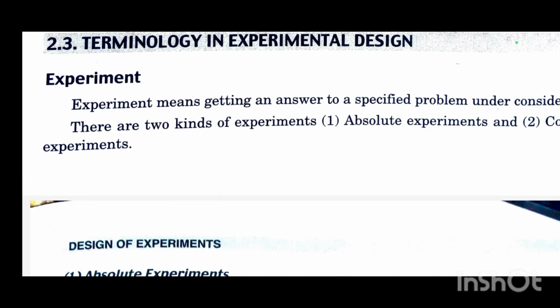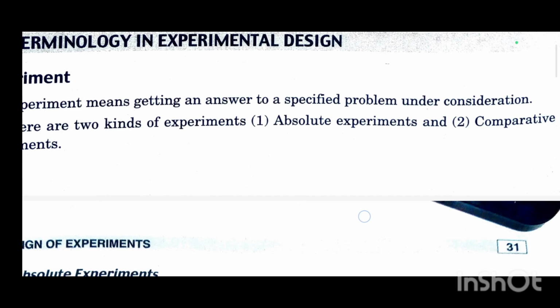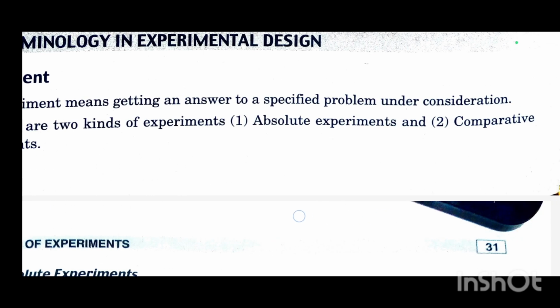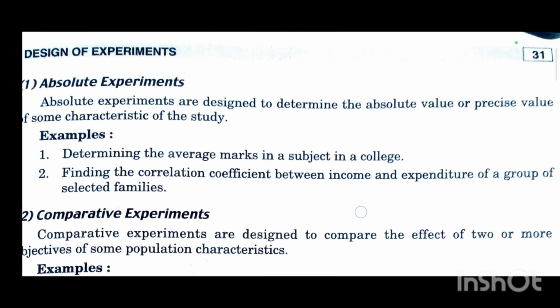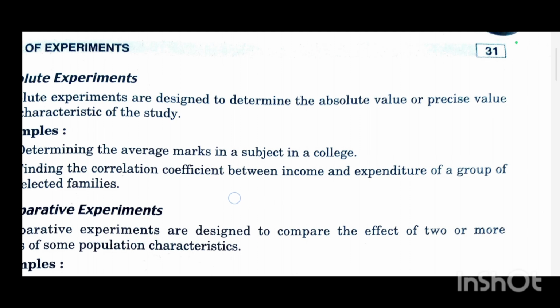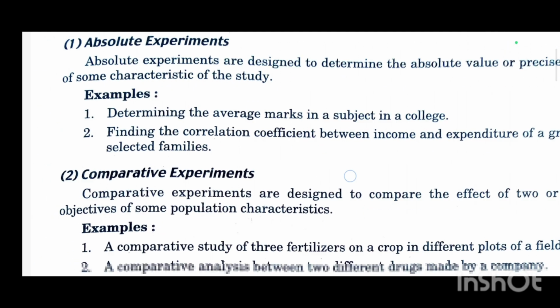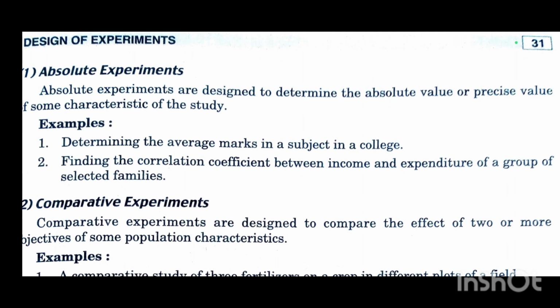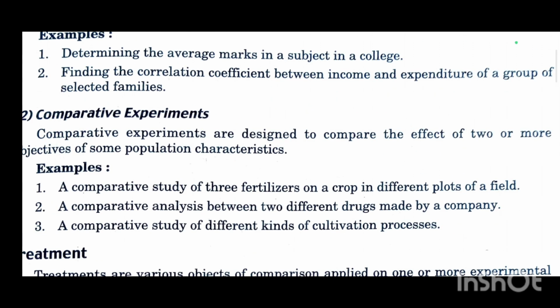Terminology you have to consider here. Experiment means getting an answer to a specified problem under certain conditions. So, absolute experiments and comparative experiments. Absolute experiments are designed to determine the absolute values or precise values. For example, determining the average marks of a subject in a college, or finding the correlation between the income and expenditure of a group of selected families.